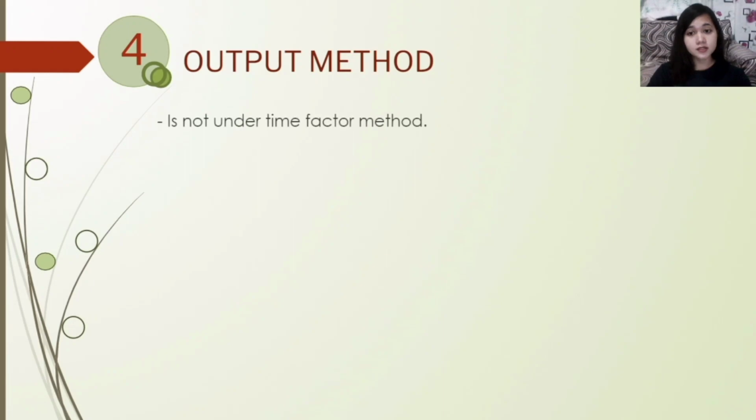The output method is not under the time factor methods. Unlike the first methods, the straight line, the declining, and the sum of the years digit, where over time the PPE depreciates whether or not you use it, in the output method the depreciation is based on the output the machine or PPE will produce. If the PPE does not produce goods, we base it on service hours, on when we benefited from the PPE.